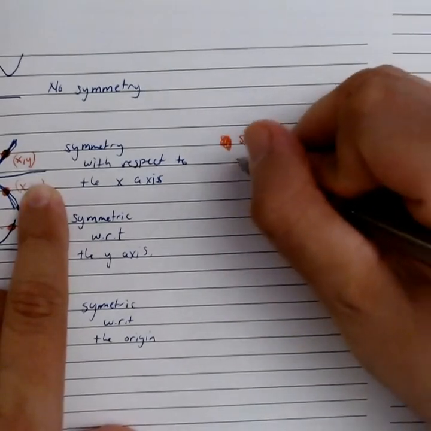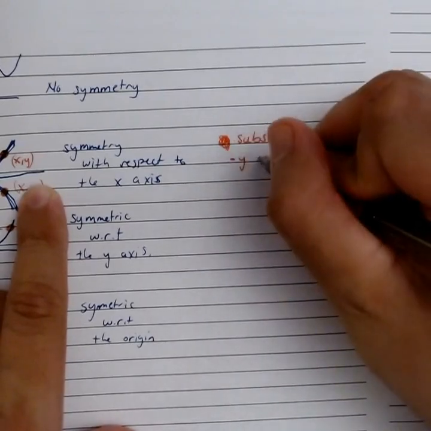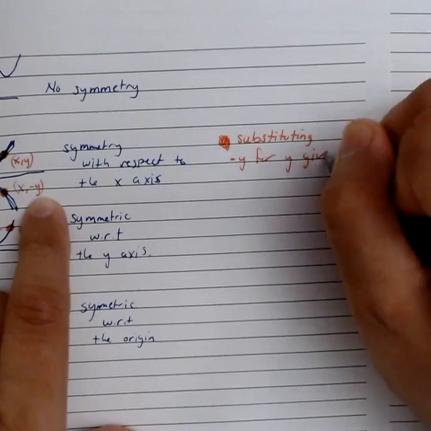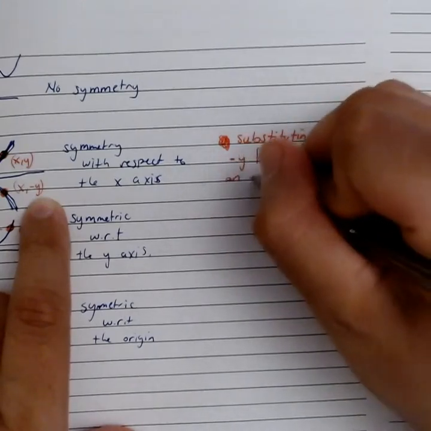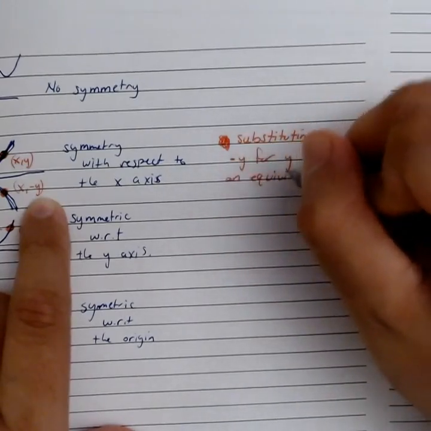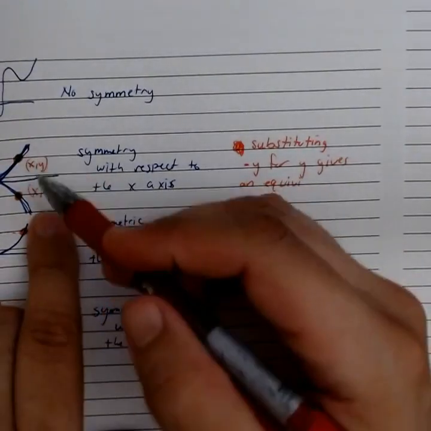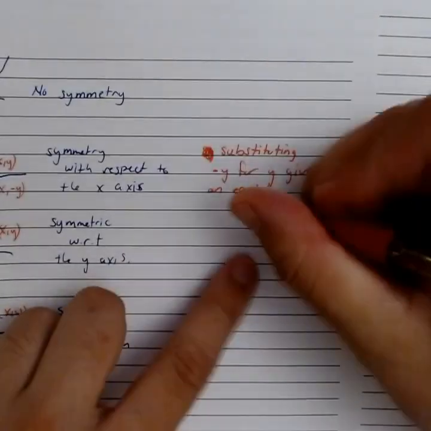For symmetry with respect to the x-axis: substituting minus y for y gives an equivalent equation. In other words, it doesn't matter if you have y or minus y, both points should still be on the graph.